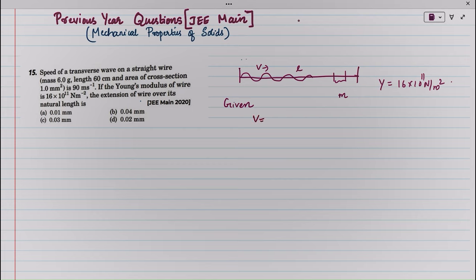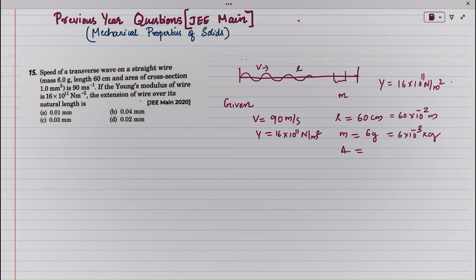That is, we are given the speed of the wave, 90 meter per second. We are given the Young's modulus 16 × 10⁻¹⁰ Newton per meter square. Also, the length is 60 centimeter, which is equal to 16 × 10⁻²⁰ meter, and given mass is 6 gram, that is 6 × 10⁻³ kilogram, and area of cross section 1 millimeter square, that is about 1 × 10⁻⁶ meter square.